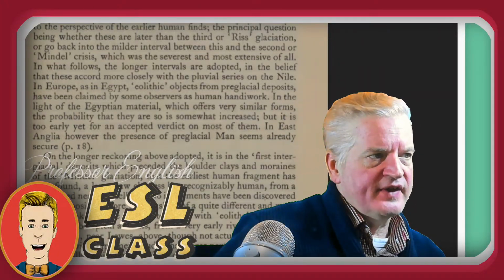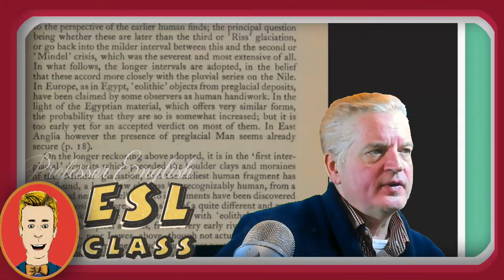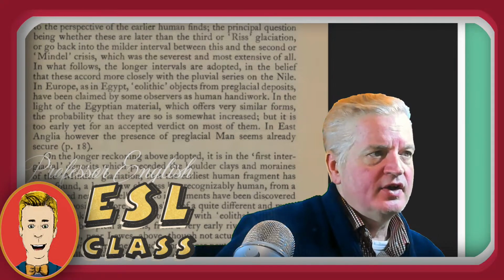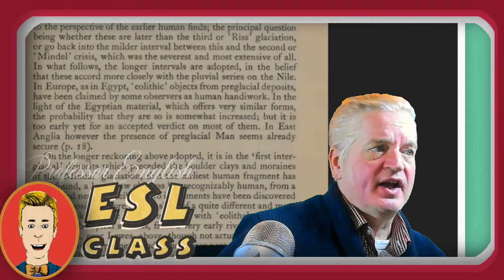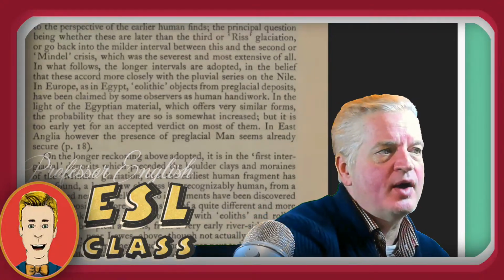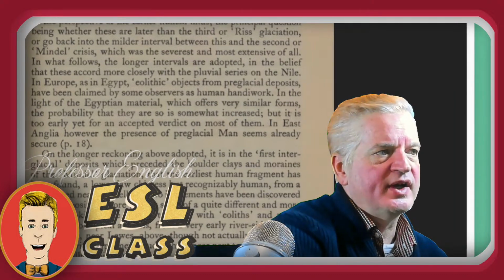So in the light of the Egyptian material, which offers very similar forms, the probability that they are tools is somewhat increased. So they might really be tools. But it is too early yet for an accepted verdict on most of them. In East Anglia, however, the presence of pre-glacial man seems already secure.